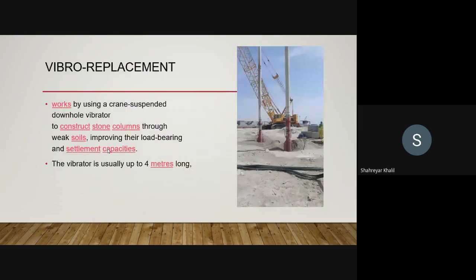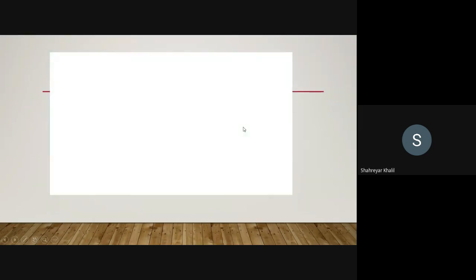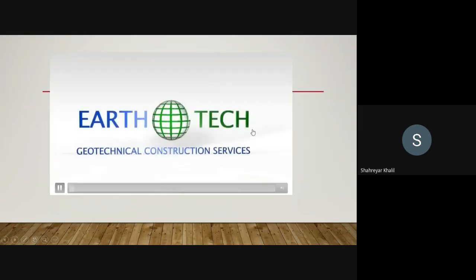The next one is vibro replacement. Vibro replacement uses a crane-suspended downhole vibrator to construct stone columns through weak soil, improving their load bearing capacity. The vibrator is usually about 4 meter long. You can see in this video.